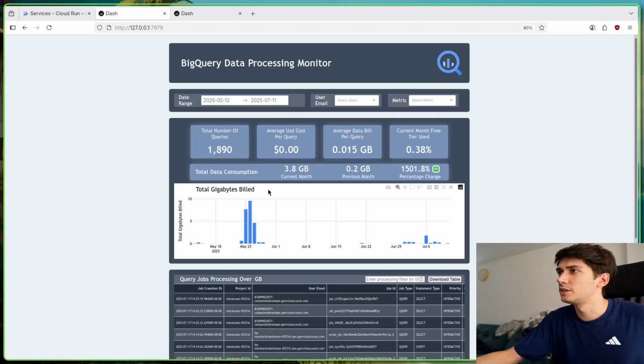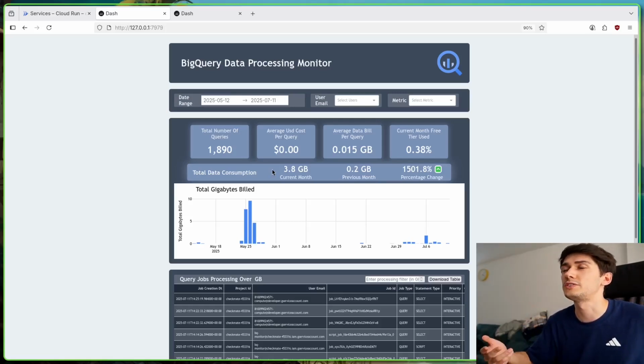And one more thing we've added is this total data consumption KPI tile. So you can see the relative data processed month on month, and we can measure whether it's increasing or decreasing based on the workloads, whether that's the increased frequency on the pipelines, or if it's the increased usage from the dashboards that we're deploying. So that's what we got for now.